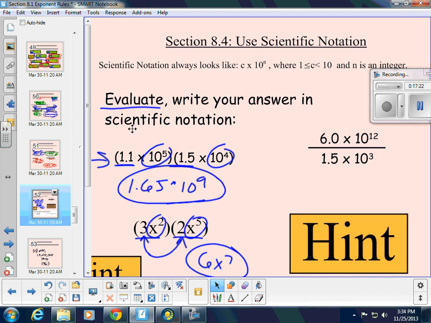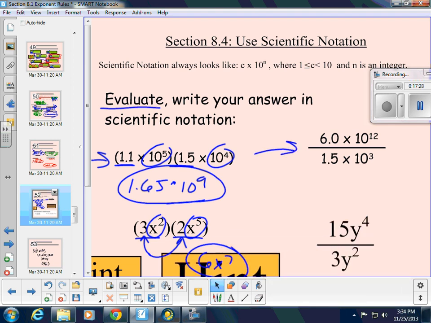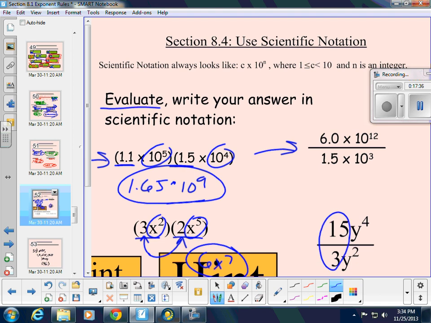Well, now I've got one more example. And this one, as you can see, is dividing two numbers in scientific notation. What do you know? I've got one that hints and shows us it's something we've done in the past already. Remember a problem like this where I'm dividing 15y to the 4th and 3y squared. I can just divide these two numbers, the coefficients. 15 divided by 3 gives me 5. And I can subtract the two exponents here and get y squared. Remember we did rules like that.